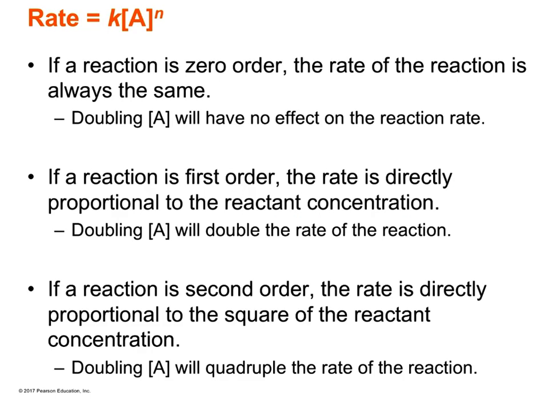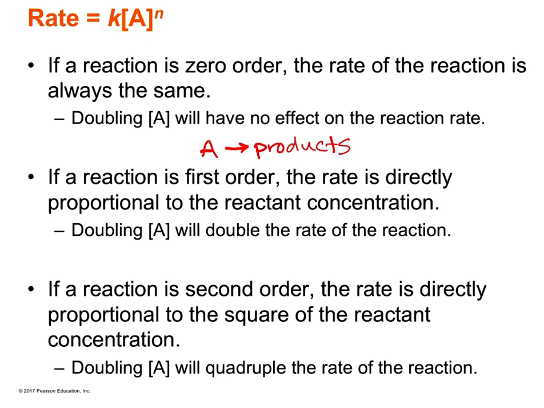Now, if a reaction is zero order, the rate of the reaction is always the same. So, for instance, for the reaction where A becomes different products, let's say we change the concentration of A. So let's say we double the reactant concentration. In a zero order reaction, this will have no effect on the reaction rate. So the rate will stay exactly the same.